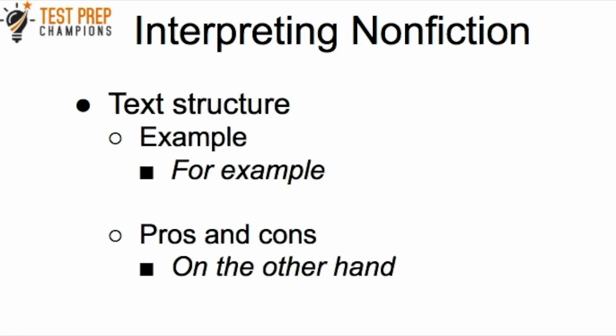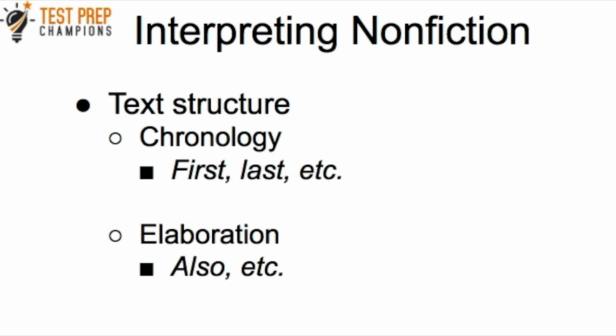All right, so text structure is also important in the nonfiction section. So basically, in any nonfiction piece of writing, the writer has to decide how to present the information to the reader so that it accomplishes their goals. And the two big ways that they can do this are using examples or using something like a pros and cons list, right? Also, other types of text structure that might come up would be chronology.